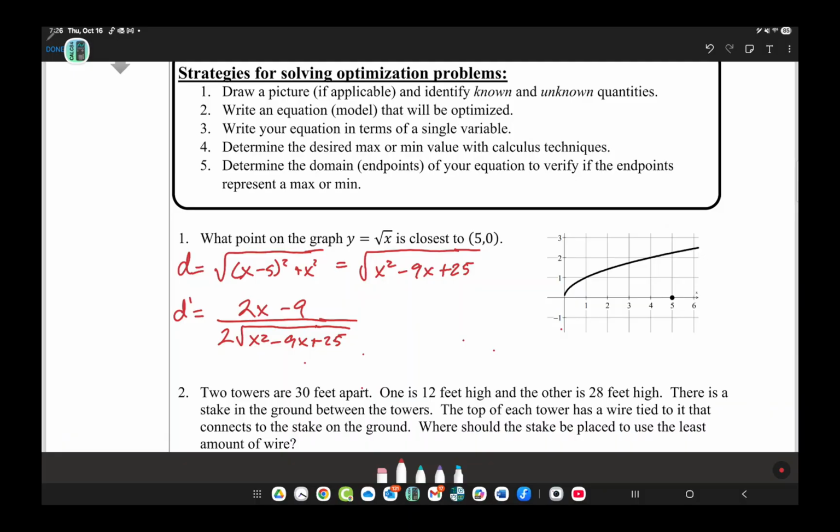Now, the nice thing about this is in order to find the minimum value, all we are going to do is set this equal to 0. And when is a fraction equal to 0? We just set the numerator equal to 0. 2x minus 9 equals 0, which means x is equal to 4.5.